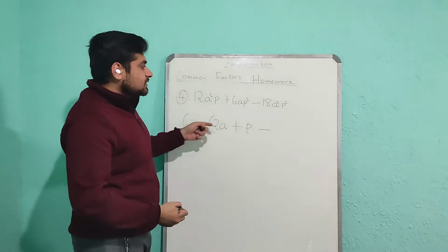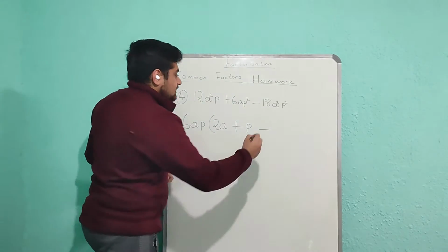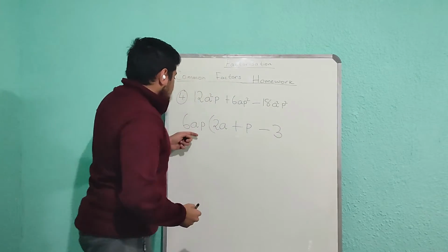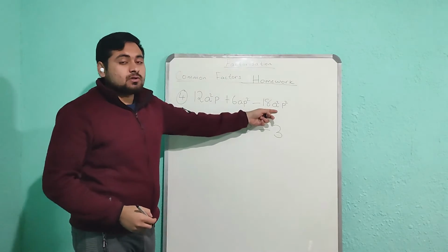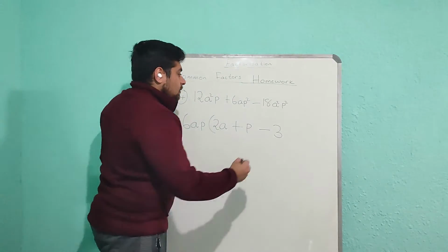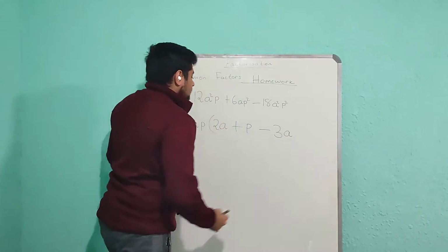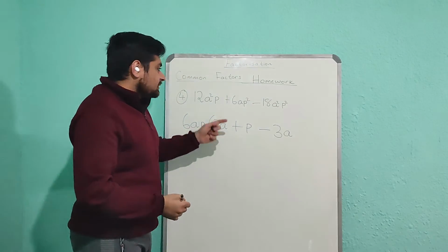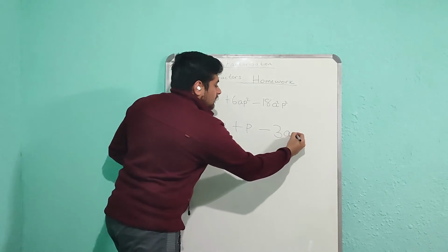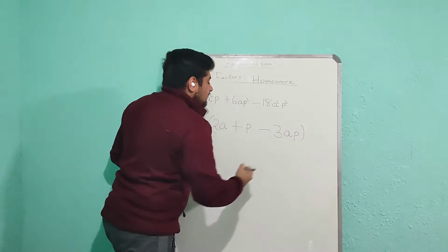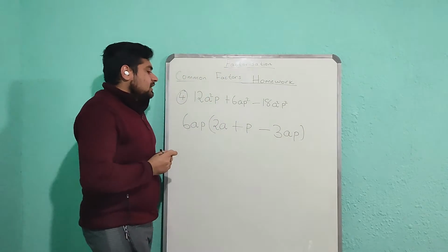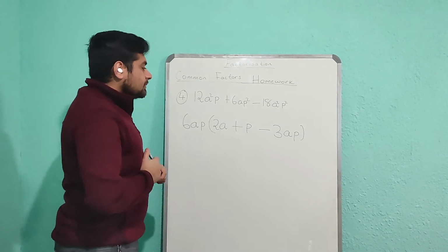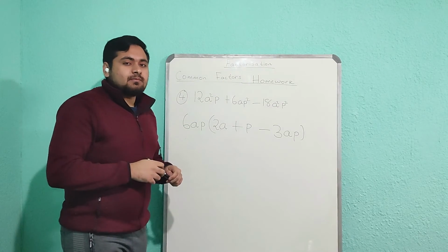How many times does 6 go into 18? 3 times. Here we got A to the power of 1, here we got A to the power of 2. How many A's are missing? 1. So we got A. Here we got P to the power of 1, here we got P to the power of 2. How many P's are missing? 1. Therefore we got P. So the final answer is 6AP into the bracket 2A plus P minus 3AP.